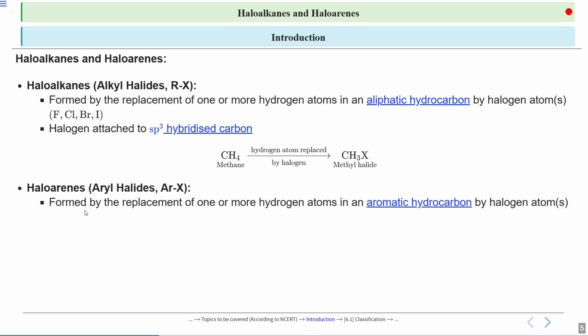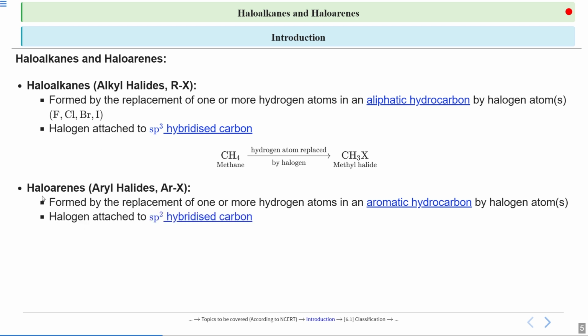How is it going to form? Basically, it is formed by the replacement of one or more hydrogen atoms in an aromatic hydrocarbon by a halogen atom. Aromatic hydrocarbon means where carbon double bond carbon is present in the structure. From that structure, one of the hydrogens is going to be replaced by the halogen atom, and that's how we will get haloarenes.